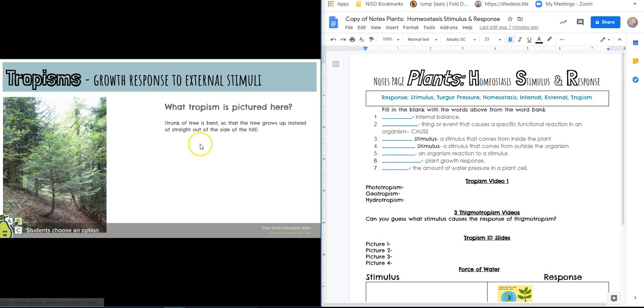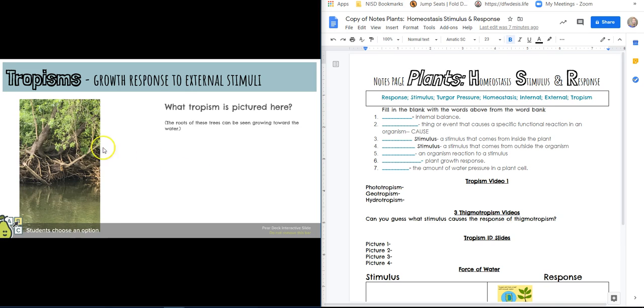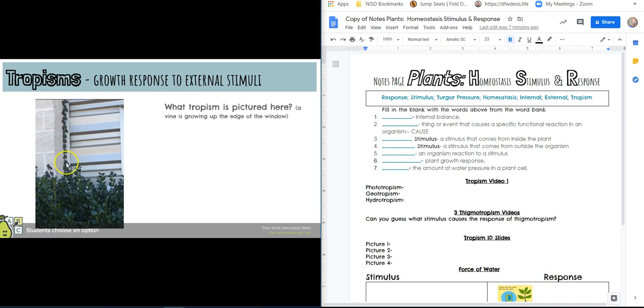For picture 2, the tropism being pictured is the plant growing up, bending to grow up. Here we have some roots that are growing toward the body of water. So what tropism is that? And here we have a vine growing up the side of a building. So what tropism is that? Here you're identifying what tropisms you think those plants are showing in these four blanks right here.